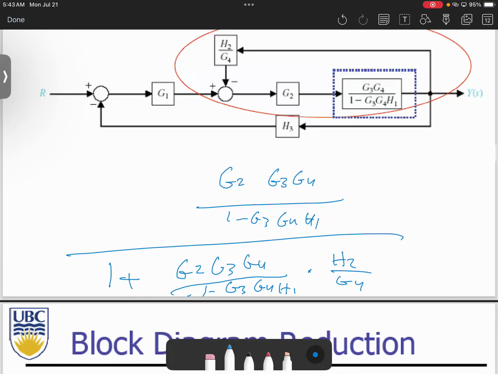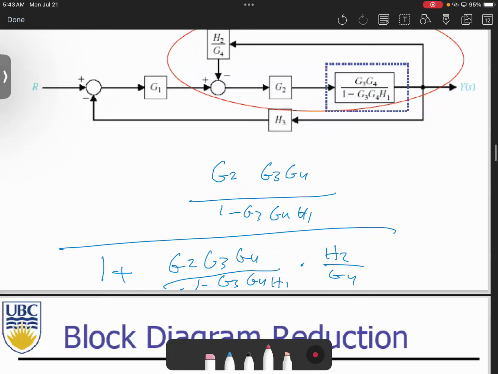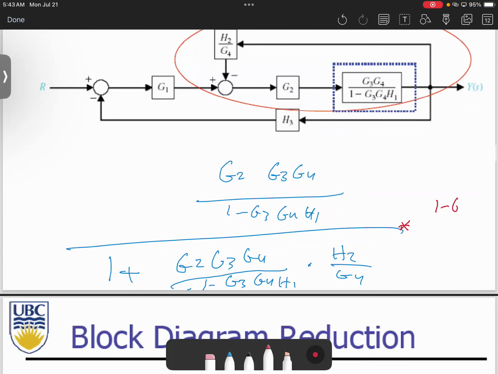Now I need to simplify. Look at the denominator and the numerator. What's the common factor here? 1 minus G3, G4, H1. Do you think this is enough? There is a G4 as well.